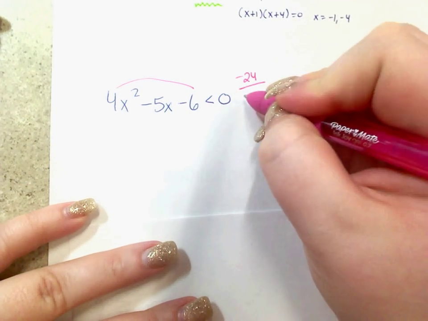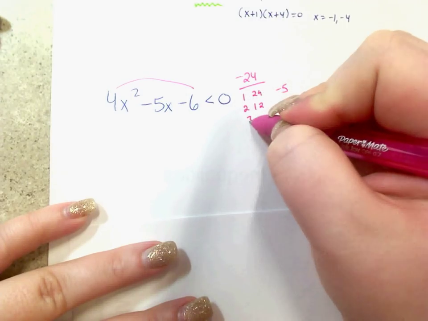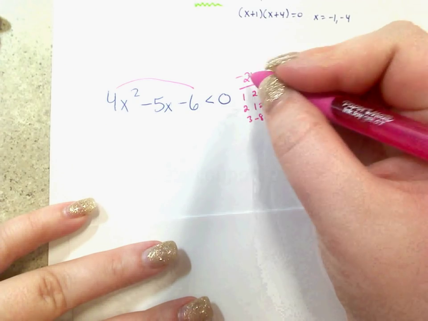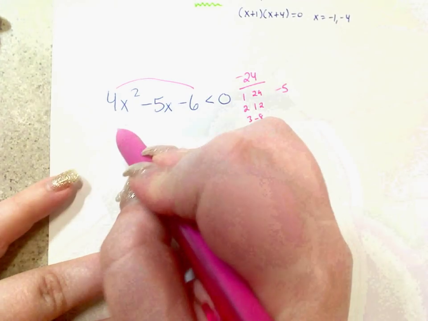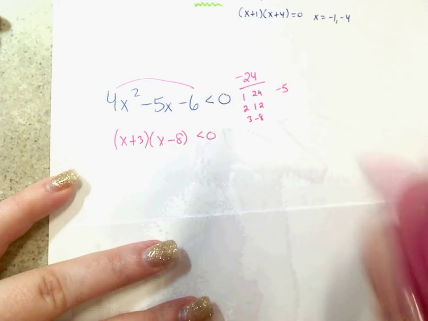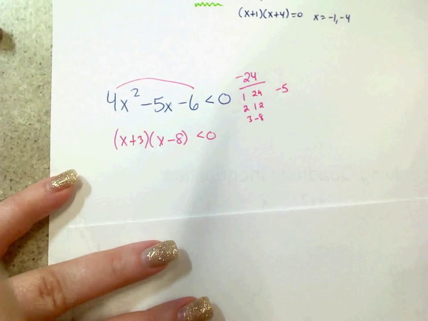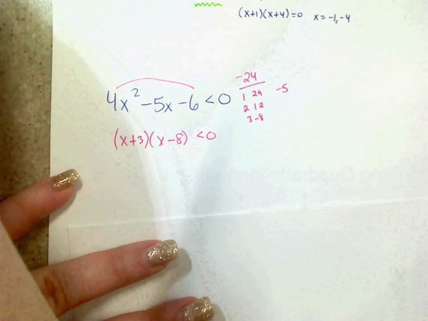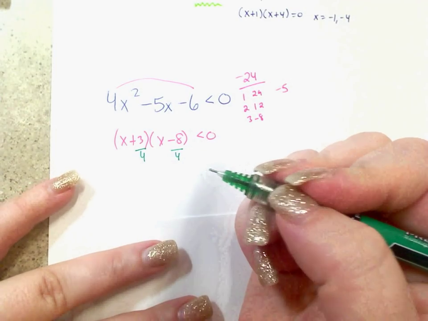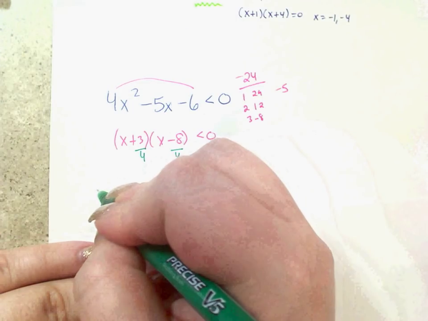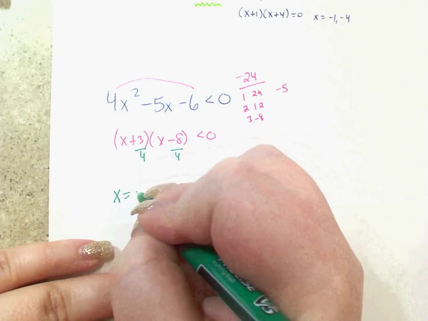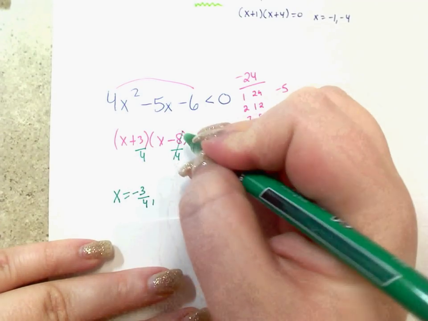So 1 and 24, 2 and 12, 3 and 8 have a difference of 5. Negative 8, that would give me a negative 5 when I add, and a negative 24 when I multiply, so that's promising. X plus 3, x minus 8, less than 0. But I'm going to remember to divide. So divide by 4, divide by 4. So again, remember, if we're talking about when it equals 0, I'm going to say the function equals 0 at x equals the opposite of positive 3/4, which is negative 3/4, and the opposite of negative 2, which is positive 2.